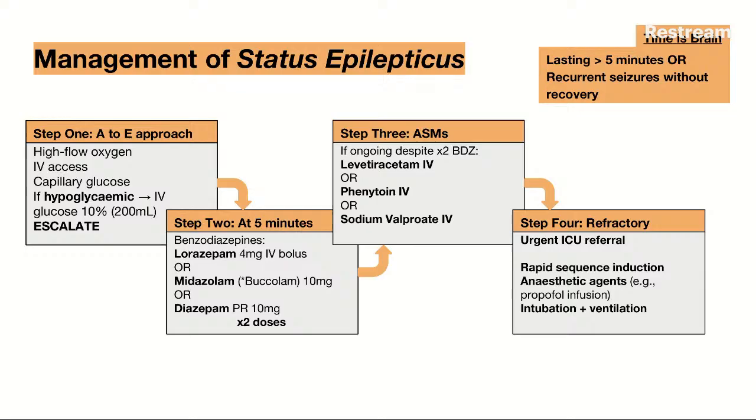Failing anti-seizure medication administration, this would now be refractory status epilepticus, and you would need to call the anesthetics registrar or consultant at your hospital and put in an urgent intensive care unit referral. In the intensive care unit, they might do things like rapid sequence induction, give them anesthetic agents, and intubate and ventilate them because their airway will be compromised.